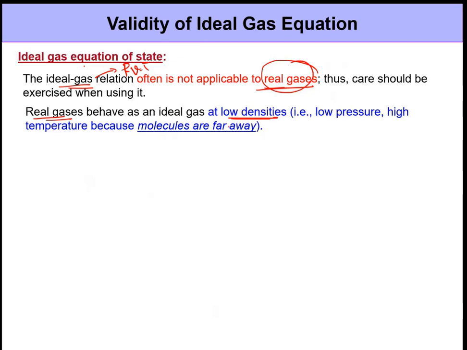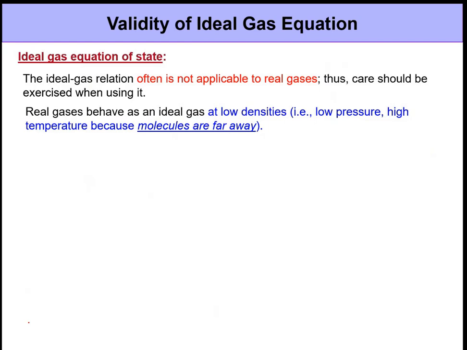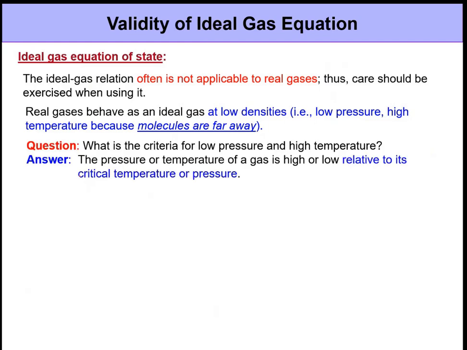In other words, real gases behave like an ideal gas at specific conditions, which are basically at low densities. Low density can mean low pressure or high temperature, because these are the conditions at which the molecules are far away, and then the assumptions used for coming up with the ideal gas equation become true. So basically, the ideal gas equation represents real gases as long as they are at low densities. Now we will talk a little more about what is defined as low density, because low density for one may not be low density for the other. This is a very relative matter.